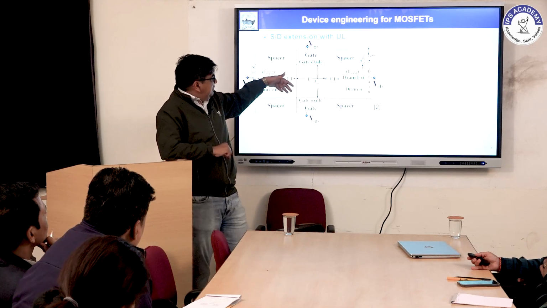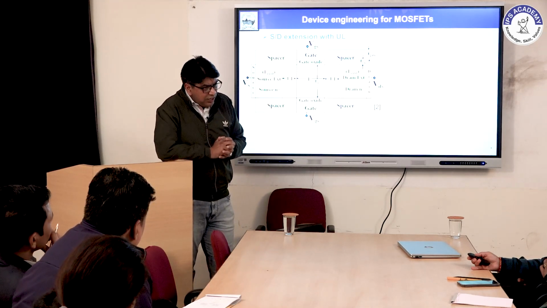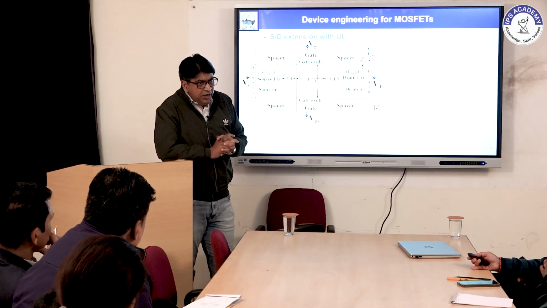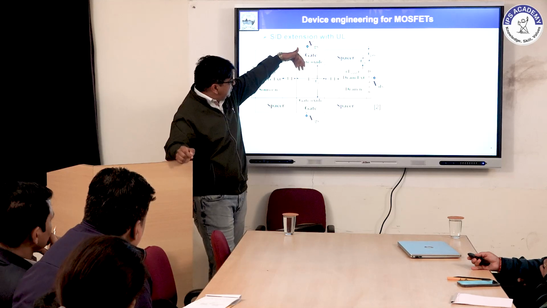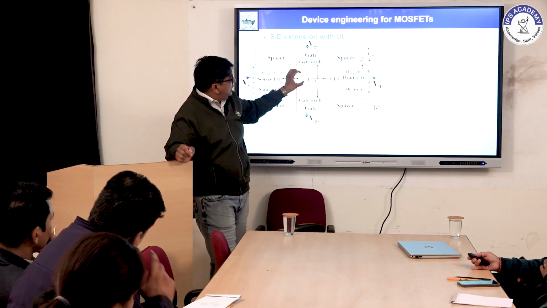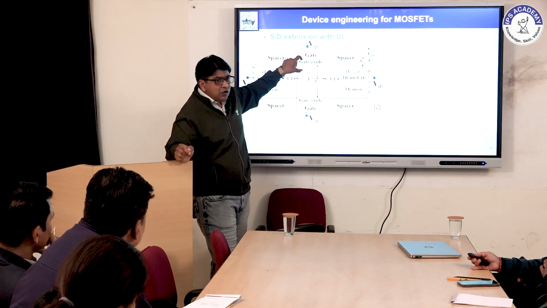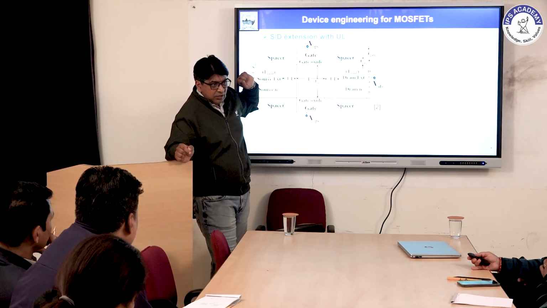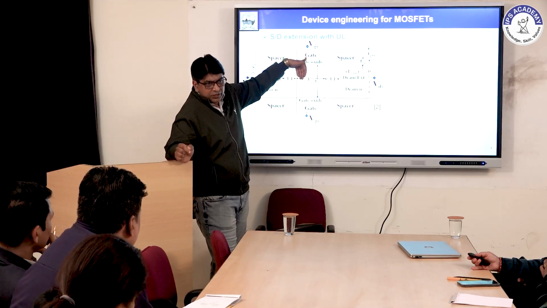So what happened is, as we scale down the device, the supply voltage should also scale down. And with the scaling of the gate voltage and of the device, the physical dimension is also going to reduce. So the gate oxide thickness will also reduce, so the vertical electric field is also going to increase.